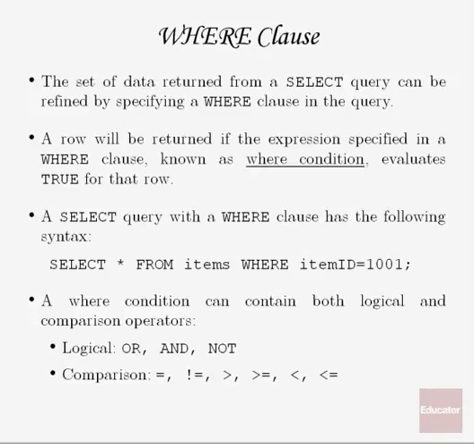The way you do that in a select query is by adding what's known as a where clause. And a where clause contains what's called a where condition, which is basically a Boolean expression that, if it evaluates true for a particular row, then it will return that row from the database. So for example, here we have a select query with a where statement added. So we're saying, give me all of the columns from the items table for all of the rows where this where condition is true, where item ID equals 1001.